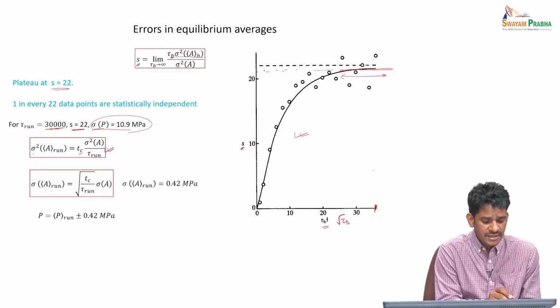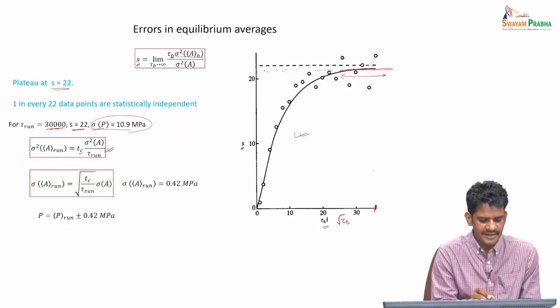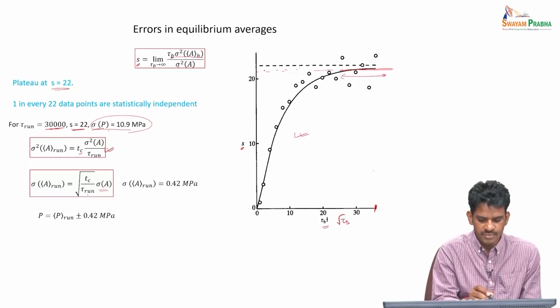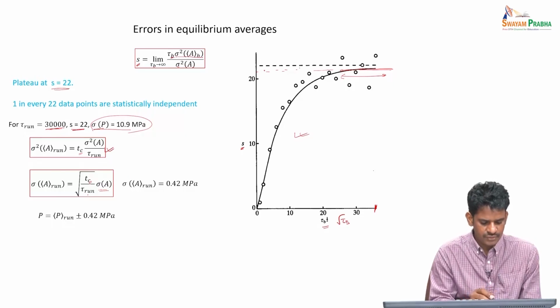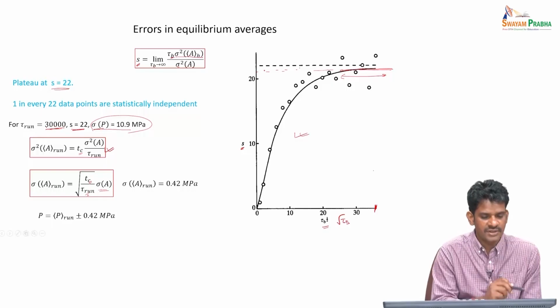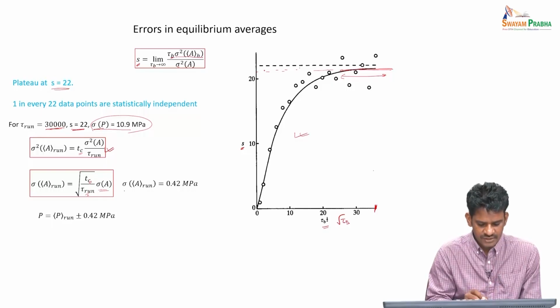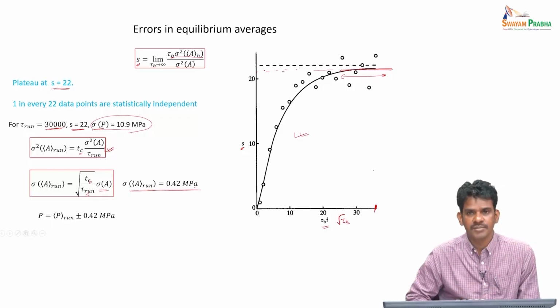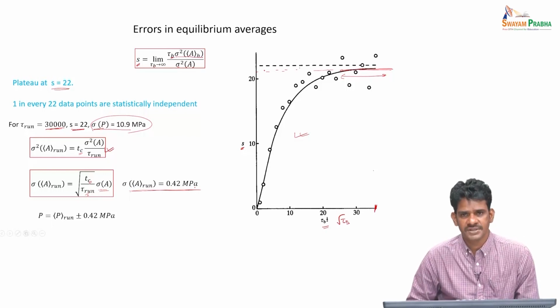So then the error in the mean will be calculated from this expression, and when you take the square root, sigma becomes the square root of tau c by tau run times sigma A. The sigma A here is based on all the 30,000 data, that is 10.9 megapascal, and this tau c is nothing but S, which is 22, and tau run is 30,000. When you substitute all these things, you find the error in the mean is 0.42 megapascal.